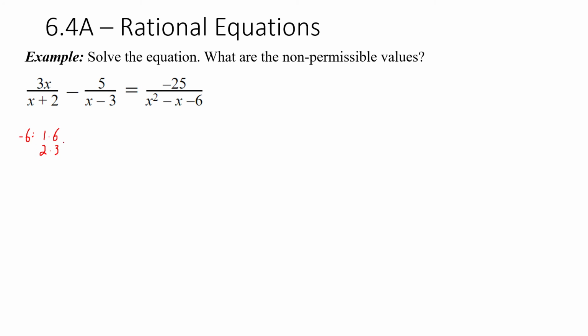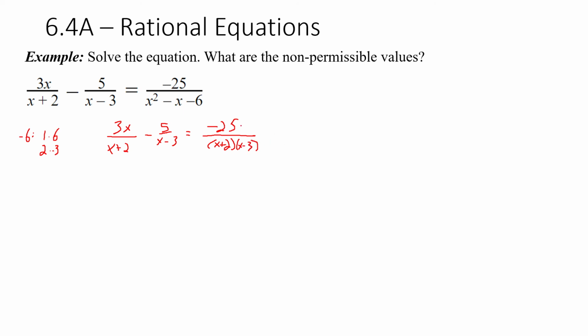The only way to sum these together to get a negative 1 is if you had a negative 3 and a positive 2. So we're going to turn that fraction. With no a term, you don't need to worry about decomposing the middle. You can just fire this right into x plus 2 times x minus 3. So let's rewrite it: 3x over x plus 2 minus 5 over x minus 3 equals negative 25 over x plus 2 times x minus 3.